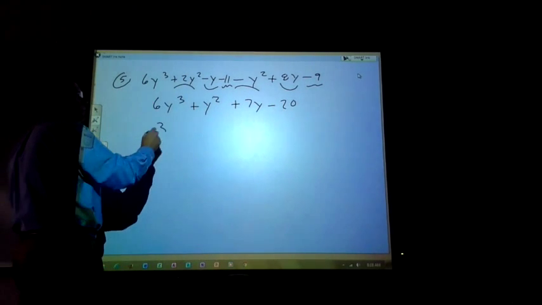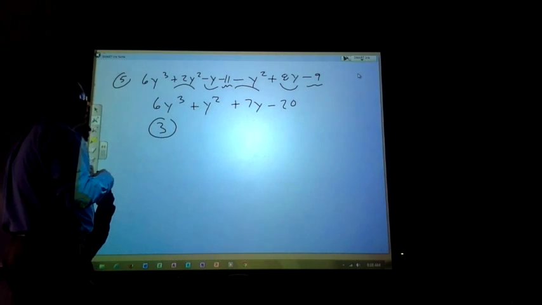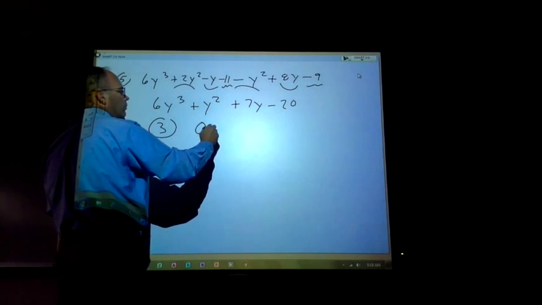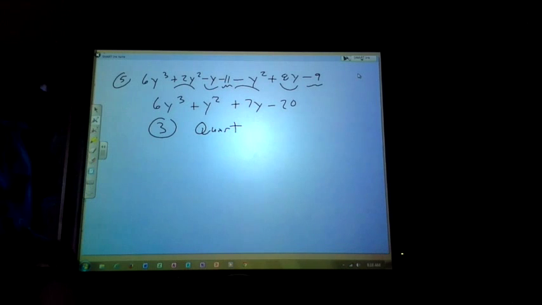Third degree, four terms, quartic, or we call it a polynomial too.